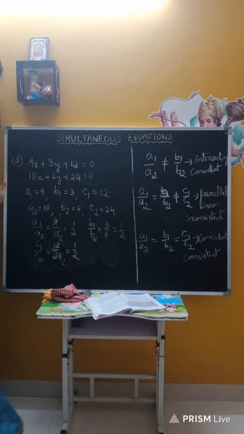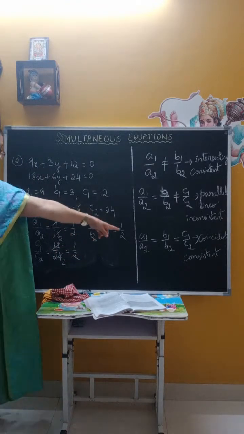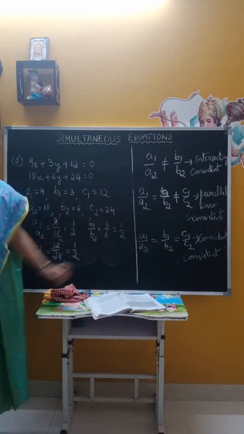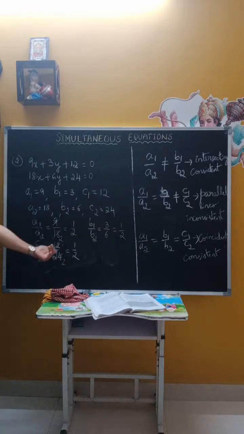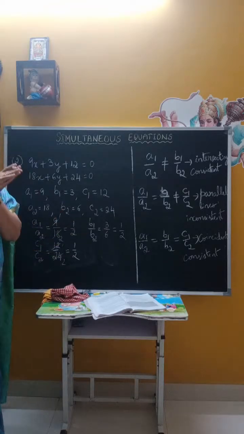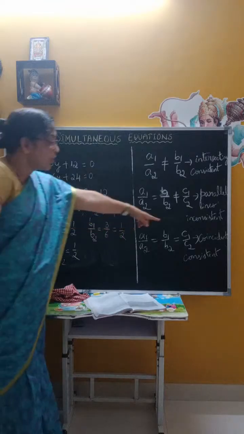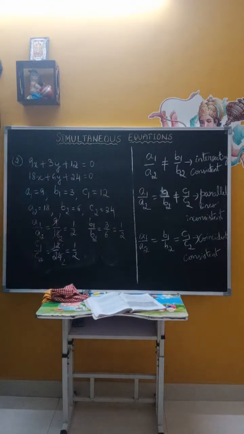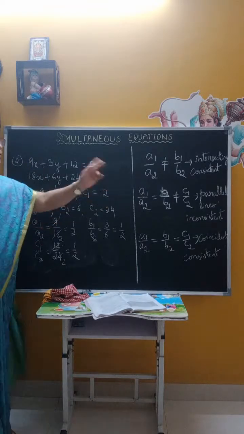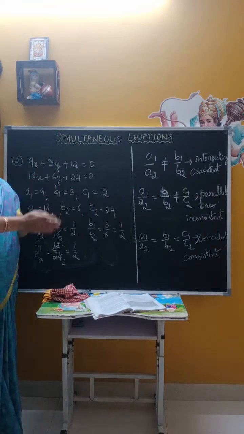So what do you conclude? If a1 by a2 is equal to b1 by b2 is equal to c1 by c2, what type of lines are they? They are coincident lines. That means they are lying one on another. So they are coincident lines, and here the solution is consistent. We get infinite number of solutions. In case of parallel lines, we don't get solutions at all. When the lines are coincident, we get infinite number of solutions.